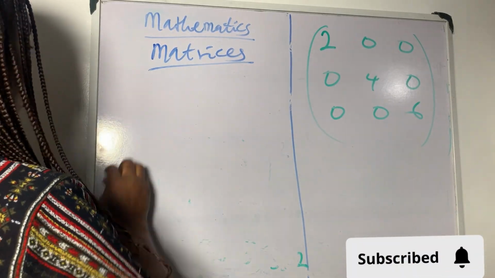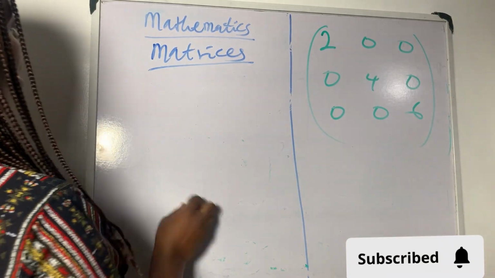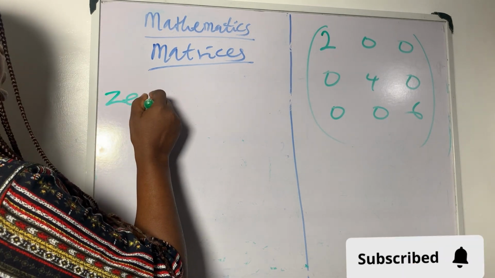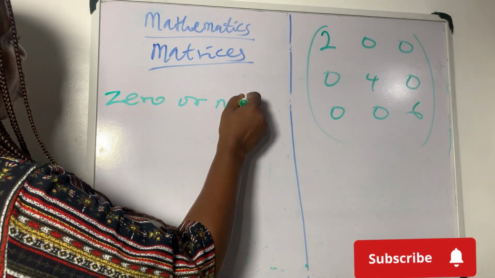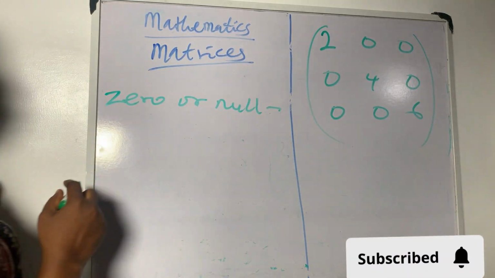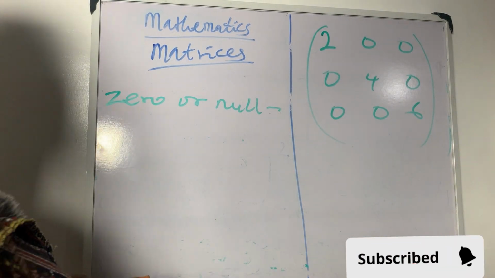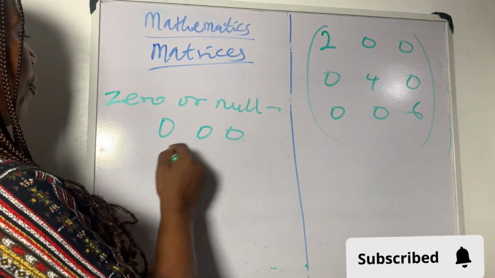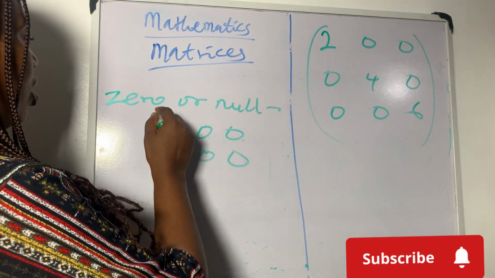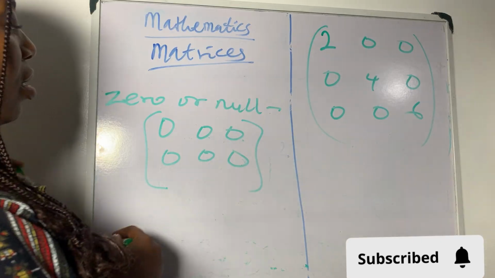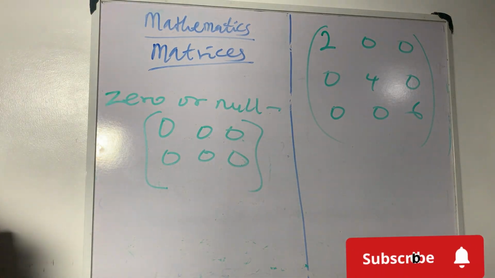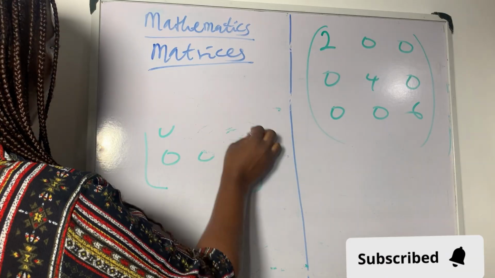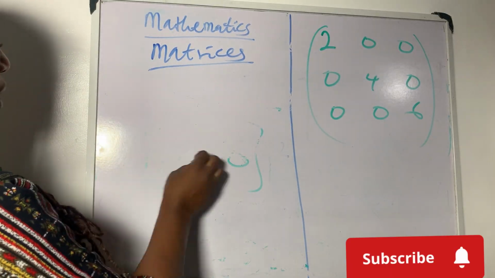Then what about zero or null matrix? This is a matrix that contains all the entries as what? Zero. Everything there is zero. All the elements, they are all what? Zero. This is just to refresh your memory of what you may have learned some time ago.